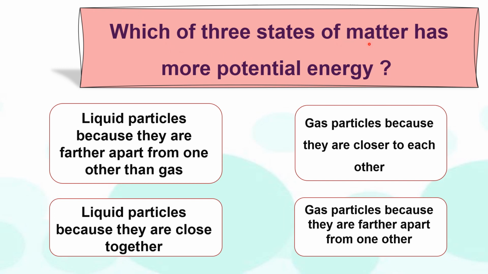Which of the three states of matter has more potential energy? Potential energy means the distance between particles. If there is more distance, that means more potential energy. Liquid particles because they are farther apart, or liquid particles because they are close together. Gas particles because they are closer to each other, or gas particles because they are farther apart from one another. The answer is the gas particles because they are farther apart from one another.